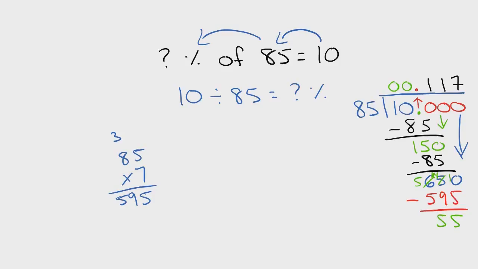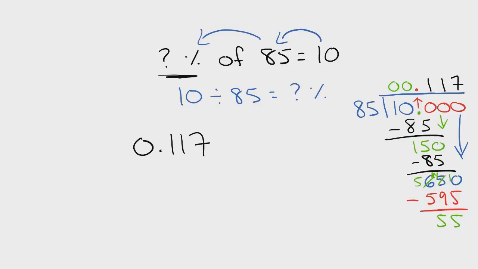Now I can add another 0 and keep on going and going, but actually I can stop here because we're rounding to the nearest whole number. Let me continue this problem, and hopefully you figure out what I'm talking about. We get 0.117, but this is a decimal, and right here it's asking what percent of 85 equals 10.